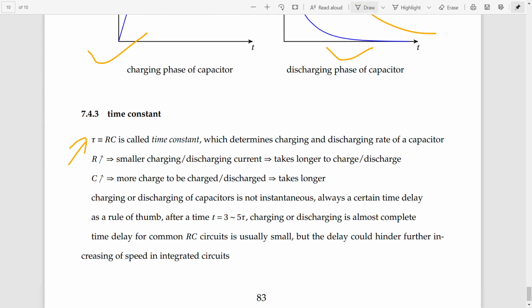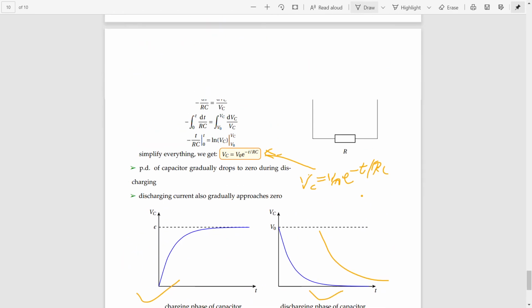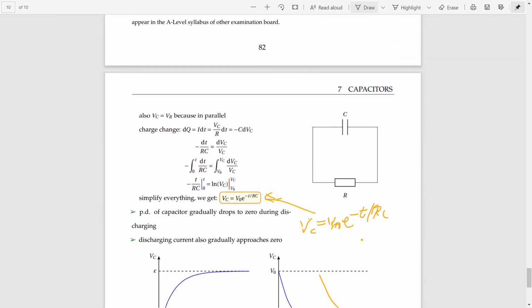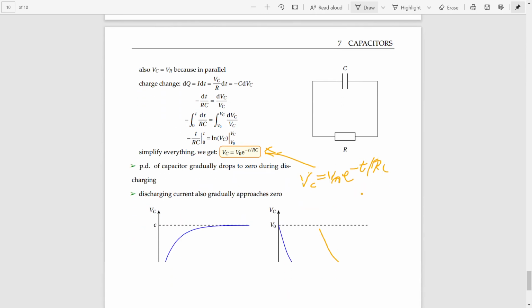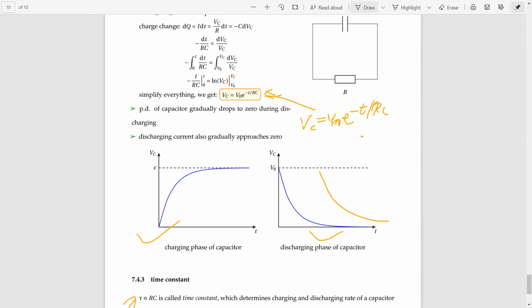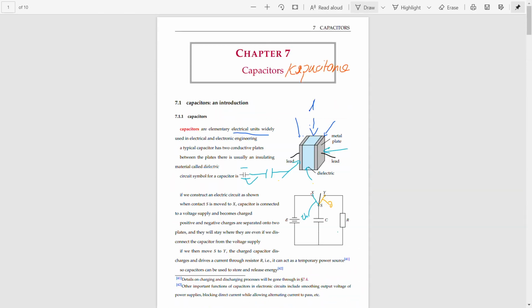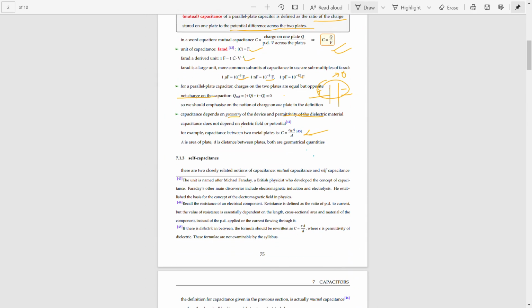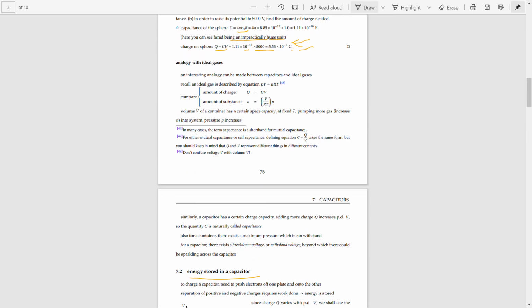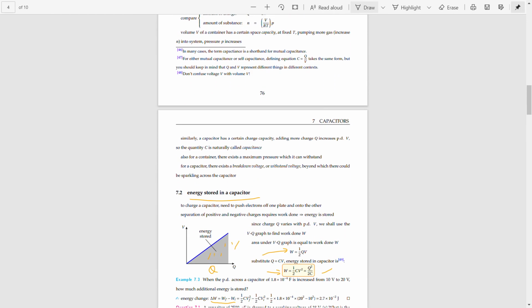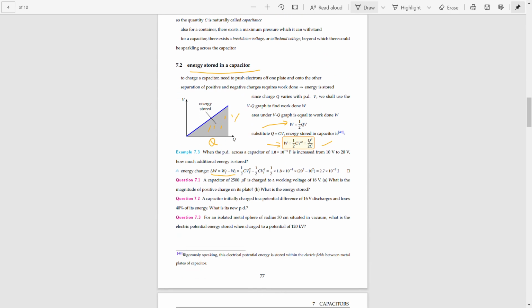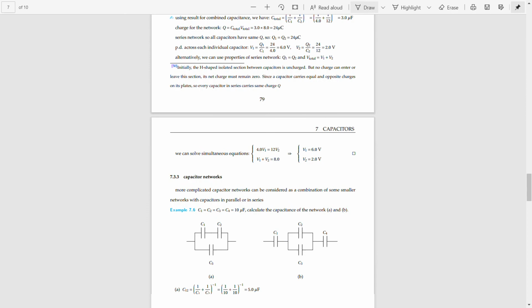I want to tell you one thing: questions on charging and discharging of capacitors are really asked in A2 physics, but this is not important here. You have to know the concept of charging and discharging, but it won't be asked in the examination. So you can just revise these notes. I'll add them in the description section. You'll get the PDF also, and you can just revise.